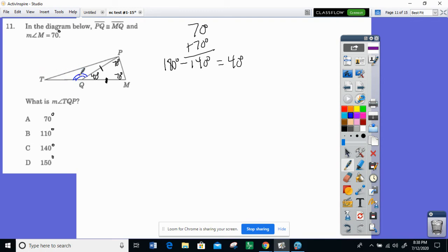Well, what do we know about angles TQP and angle PQM? They have to be supplementary. They form a linear pair. So if we already know that we use 40 degrees for the measure of angle PQM, we need to do 180 degrees minus 40 degrees, and that will give us the answer 140 degrees. So that's how we get C.